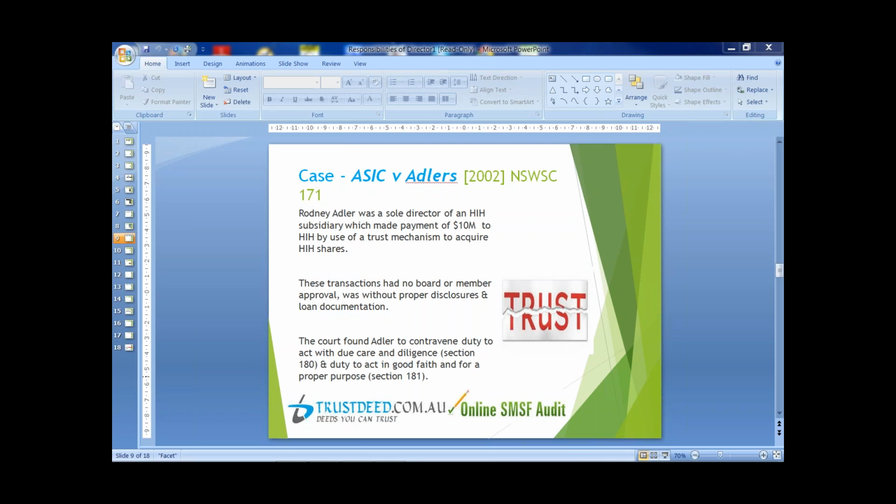In the Adler's case, Rodney Adler was a sole director of subsidiary of HIH which made a payment of $10 million to acquire shares by way of trust. This transaction did not have board or members' approval, nor there were any proper disclosure and loan documentation. The court found Adler to be guilty of breach of duty under section 180 and 181.